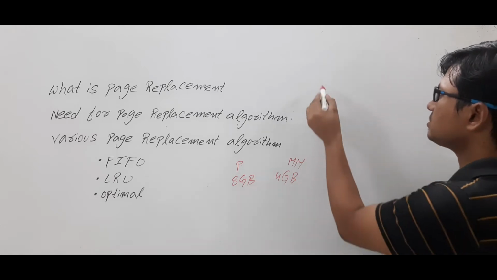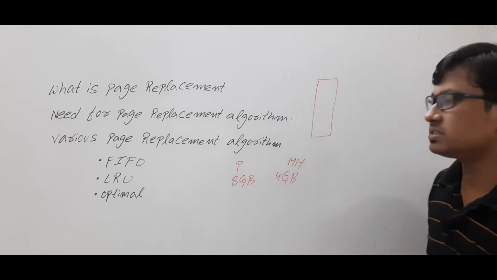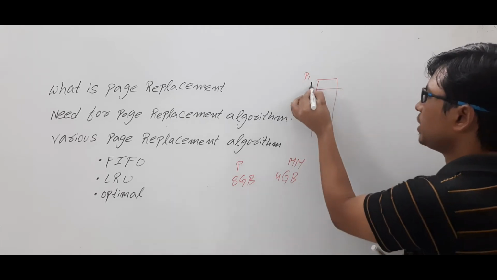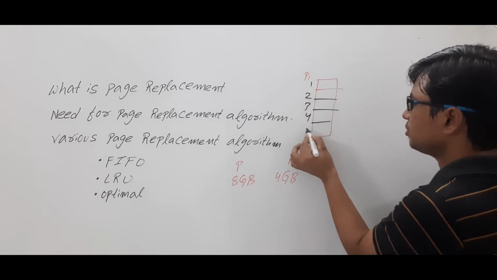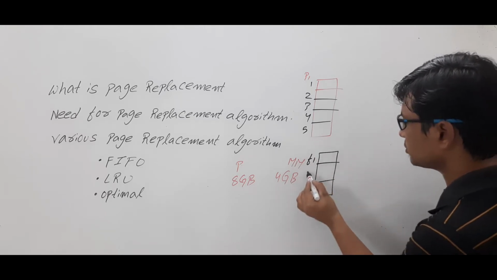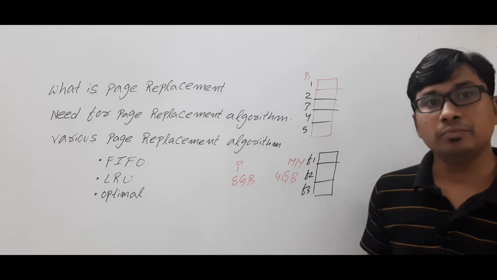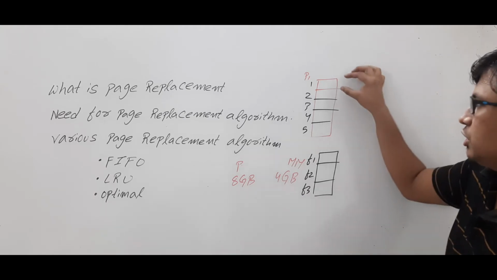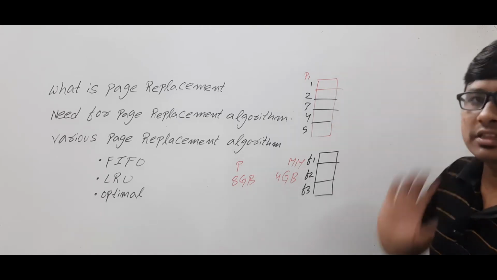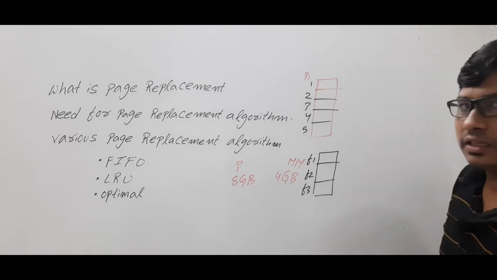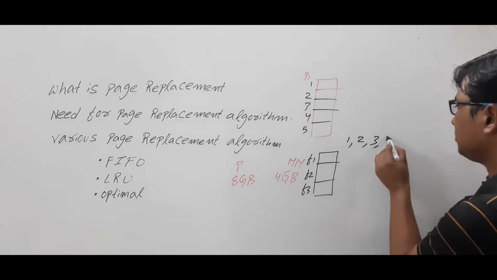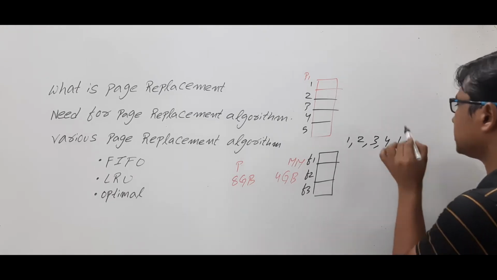We are saying that the process is logically divided into pages. Let's take that process P1 is there. It is divided into page 1, page 2, page 3, page 4, page 5. Now your main memory is there. Let's assume that it is logically divided into 3 frames, frame 1, frame 2, frame 3. Remember one important point. The size of a frame is equal to the size of a page. So if you have 3 frames in the main memory, at max you can keep 3 pages only. Am I right? Now let's take that the CPU is trying to access page number 1, page number 2, page number 3, page number 4, then page number 1, page number 2, like this.